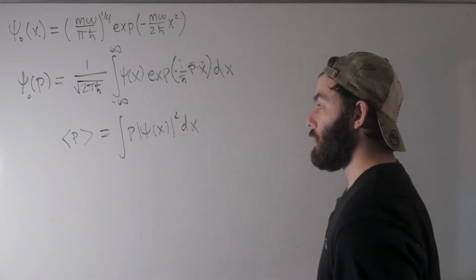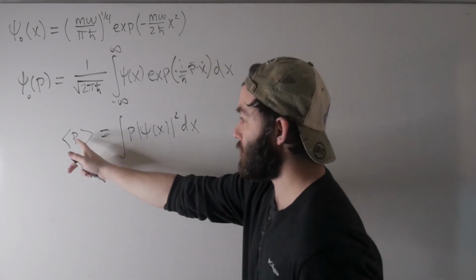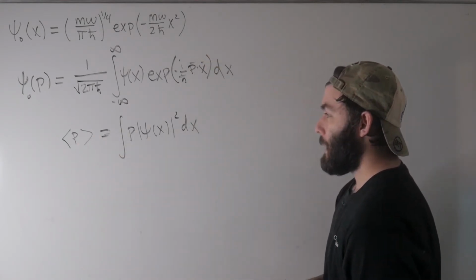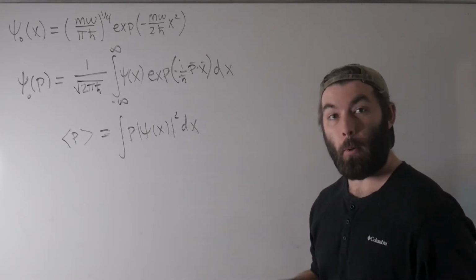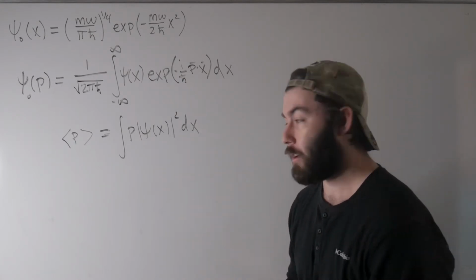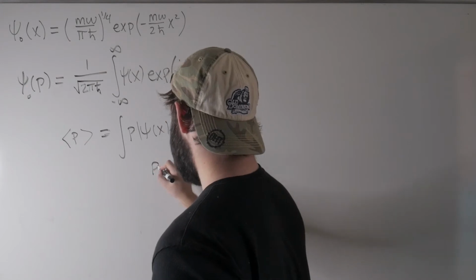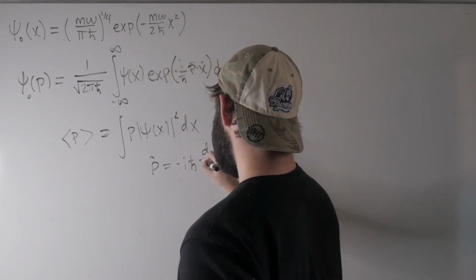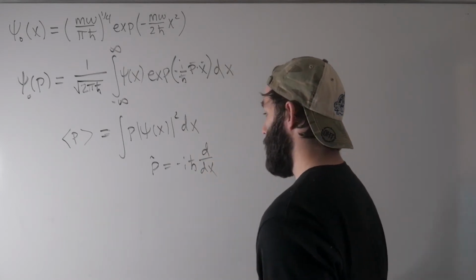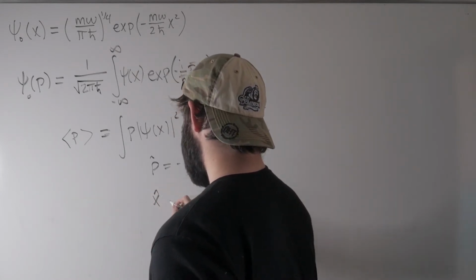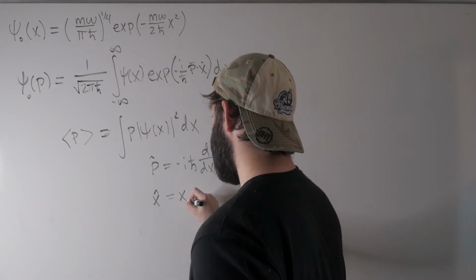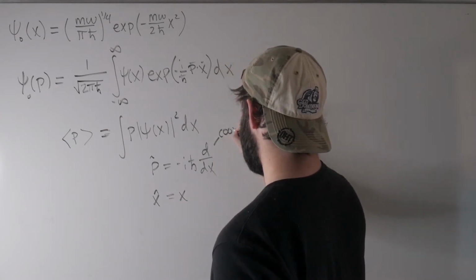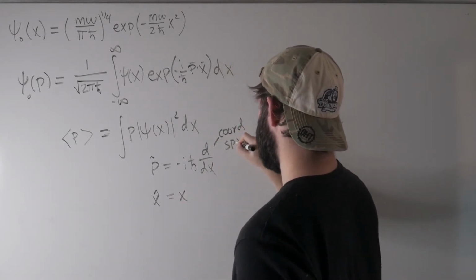And that gave you the average momentum. Maybe there was a square there, I don't remember. If you're working in a coordinate space, momentum is a differential operator. Momentum in coordinate space is an operator that is minus i h bar d over dx. In coordinate space, the position operator is just a variable. So this is in coordinate space.